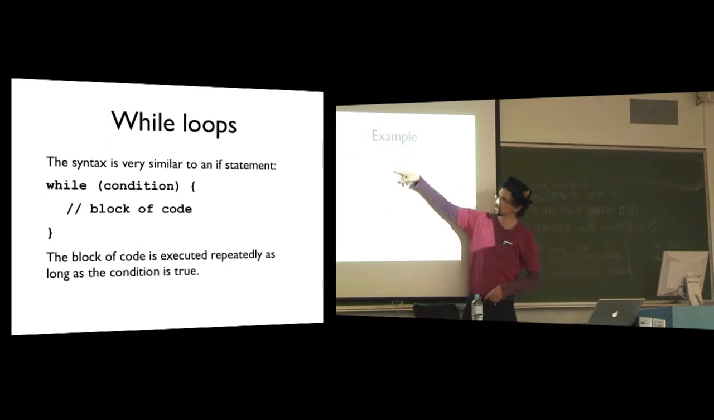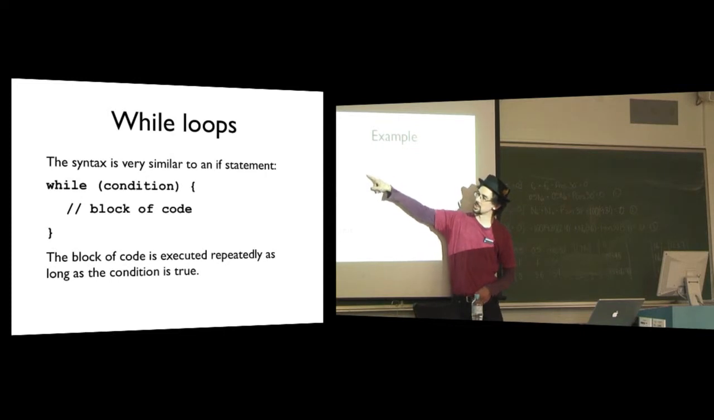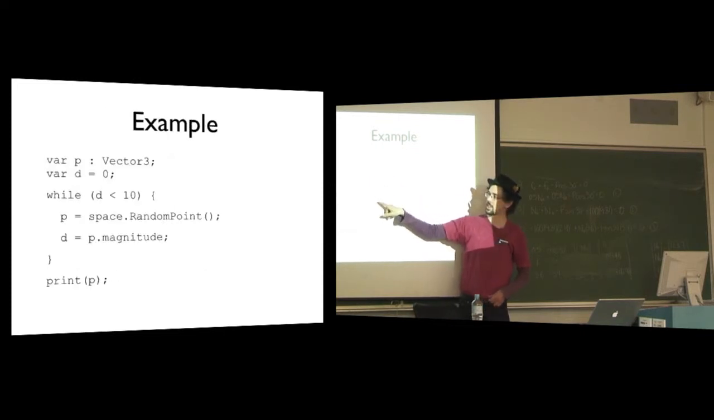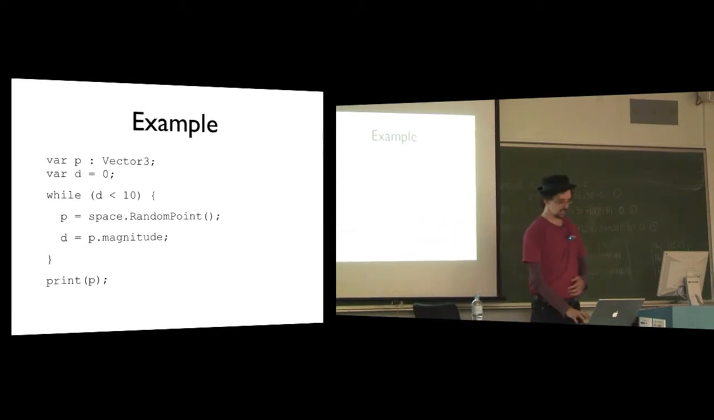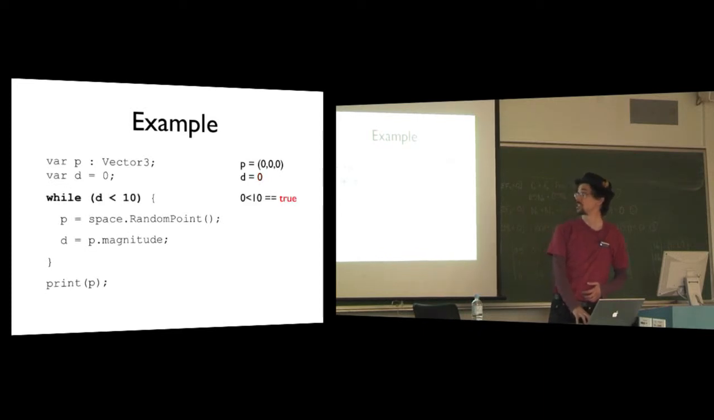So here's a simple example. We have a variable d, which we set initially to 0. As long as it's less than 10, we pick another random point, we calculate the magnitude of that random point, and then we'll go around again. So executing this, we'd initially set the vector to 0. We'd initially set d to 0. Now 0 is less than 10 is true, and so the code is executed.